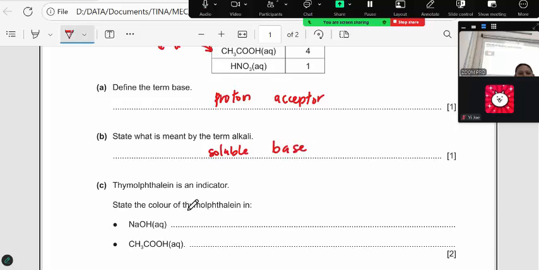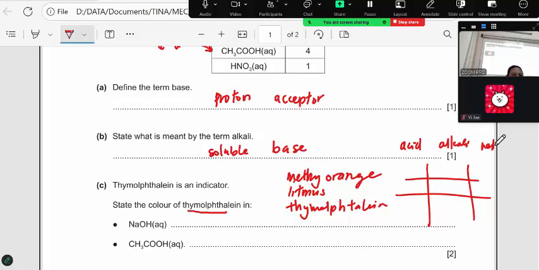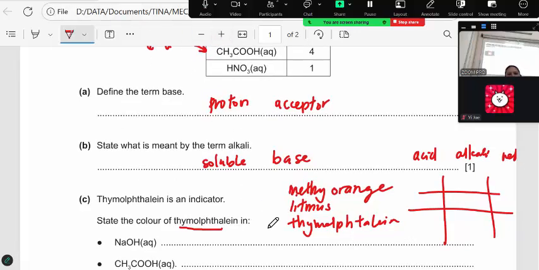Okay, so the color of thymolphthalein. So remember the indicators? There are three indicators that you need to know. Methyl orange, litmus, thymolphthalein. Do you remember the colors? Okay, so you need to remember the colors in acid, alkali, and neutral. Okay, you need to remember the colors.